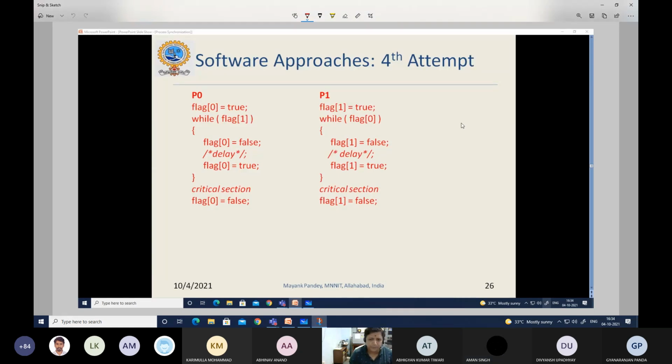Okay, let us do this. Suppose P0 gets a chance, executes this. Flag 0 would be true. And afterwards, P1 gets a chance, flag 1 would be true. Again, P0 gets a chance, flag 1 is true. While flag 1 is true, you enter inside, you make yourself false and enter into random delay. Delay means you are just sleeping for a while.